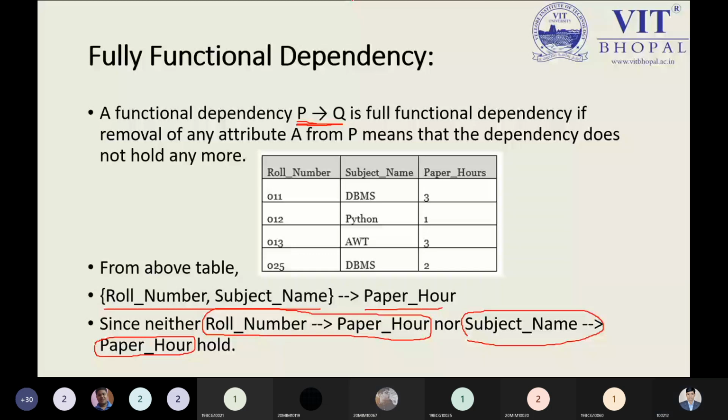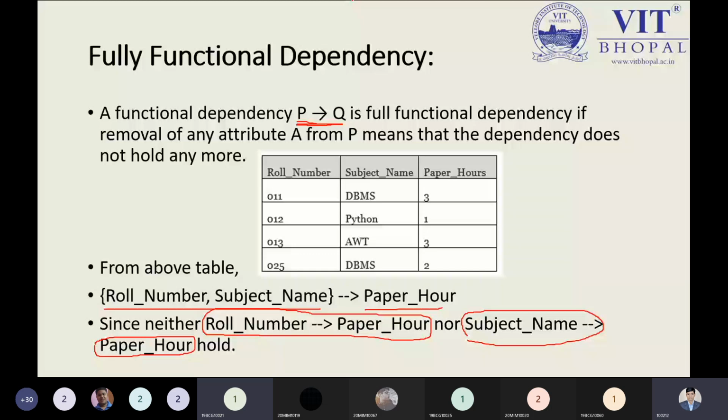No, sir. Okay. Sir, in this case, from the relation we can see that subject name and paper hours is not holding, because for DBMS we have two values of paper hours, right? But for roll number 011 there is only one value of paper hours, that is 3. So why are we saying that it's not holding?